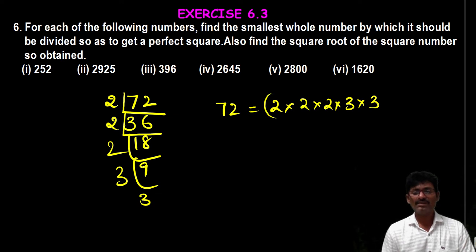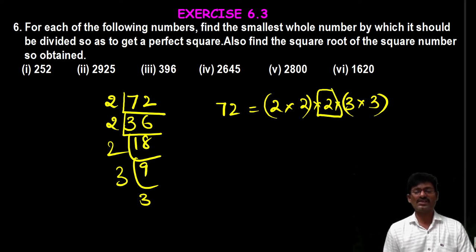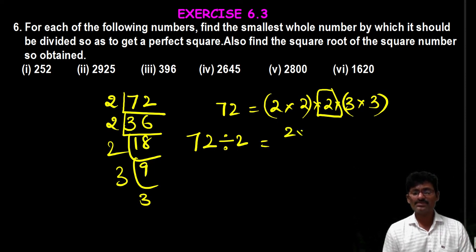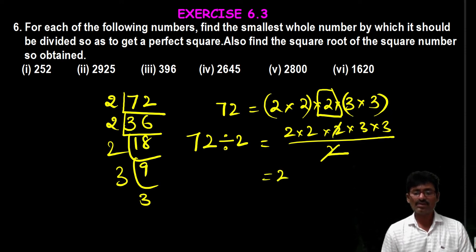Now if you observe, 2 and 2 are pairs. 3 and 3 are pairs. Now we have one 2 which is alone. If we divide 72 by 2, what happens? This becomes 2 times 2 times 2 times 3 times 3 divided by 2. So 2 and 2 get cancelled. So this is equal to 2 times 2 times 3 times 3.